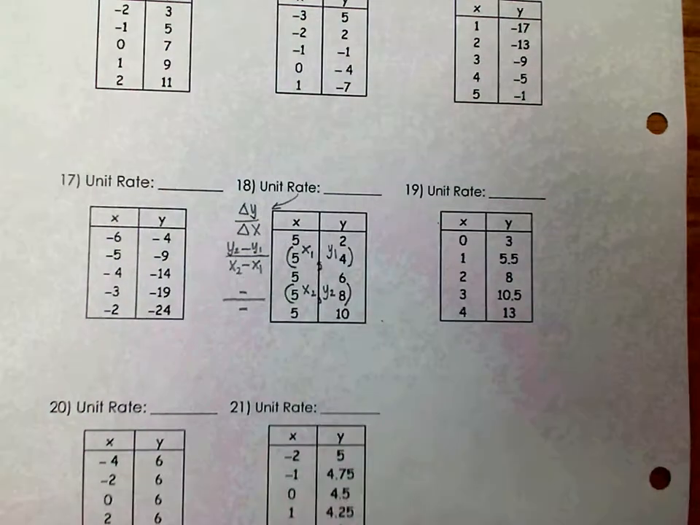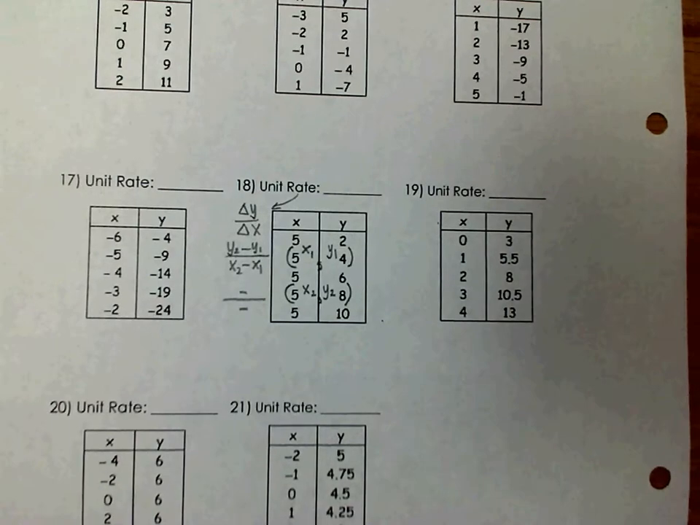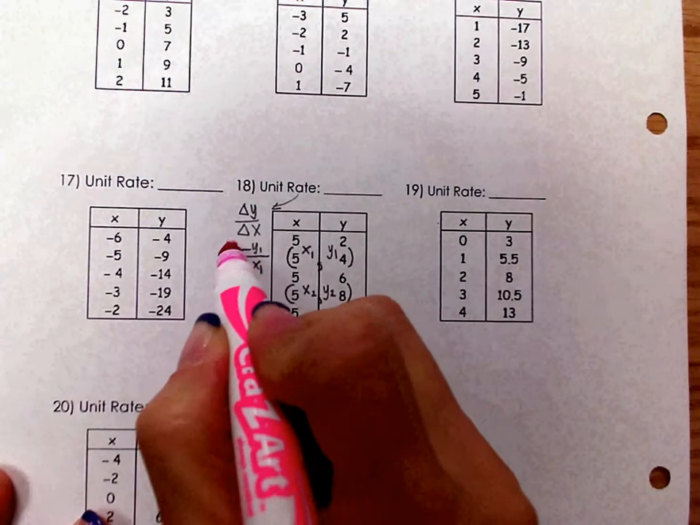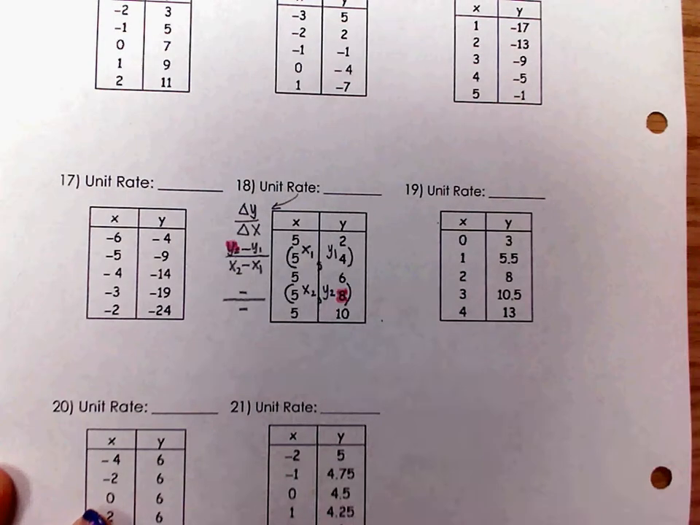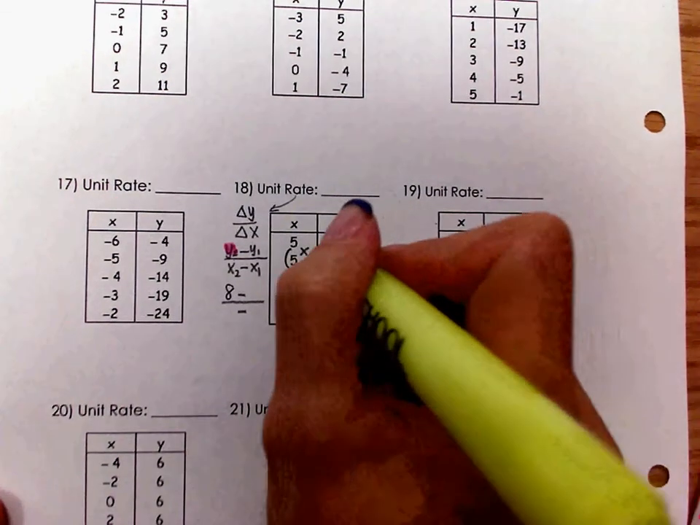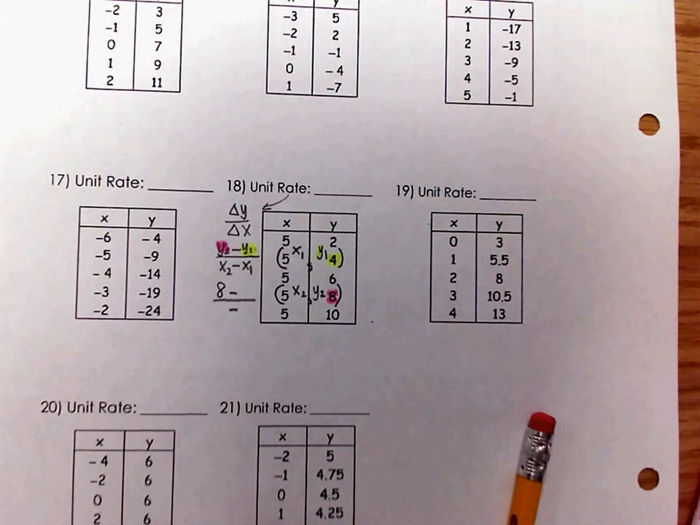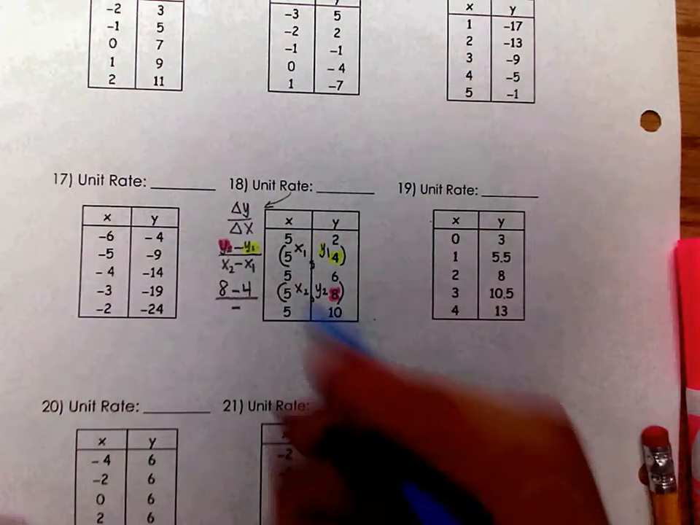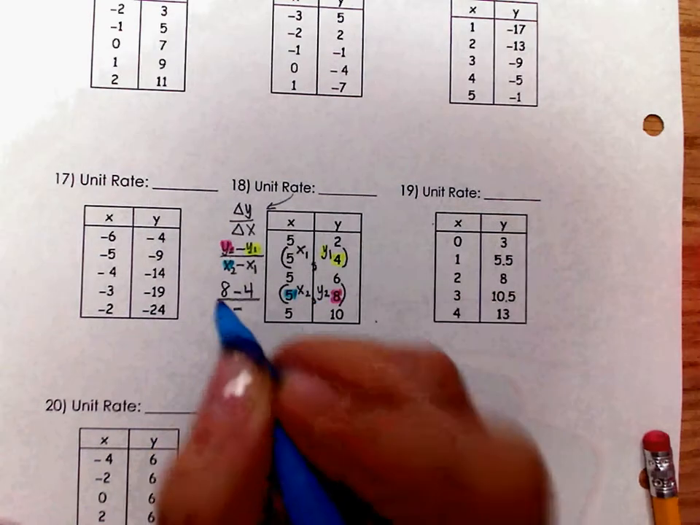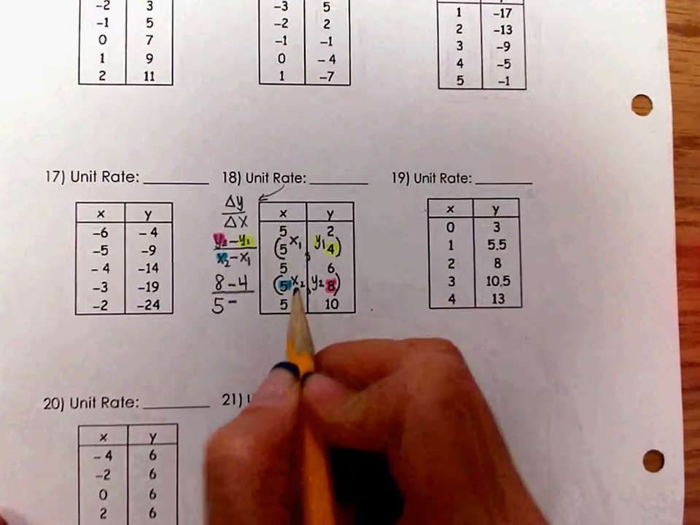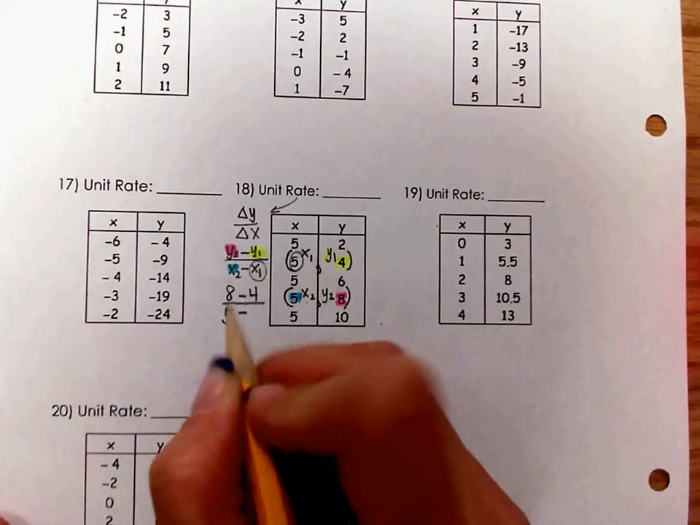So which one's my y2? I'll try using highlighters. My y2 is this one right here, 8. So I'm going to put the 8 there. And my y1 is this one, so I'll do 8 minus 4. And then my x2 is the 5, so I'm going to put a 5 in for the x2 minus the x1, which I'll just leave circled, and that's a 5.